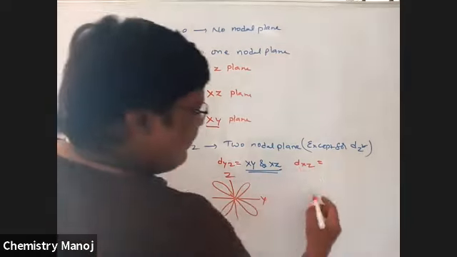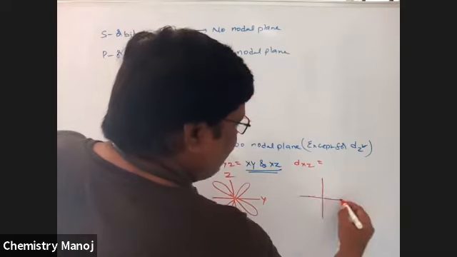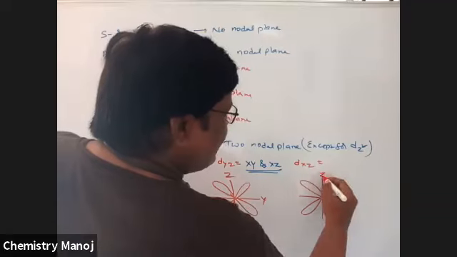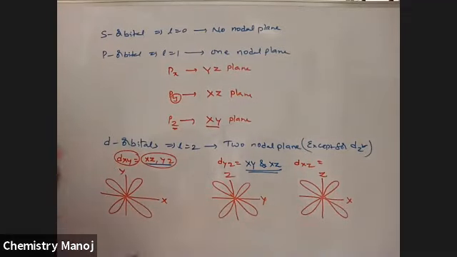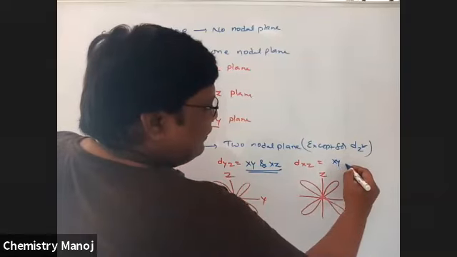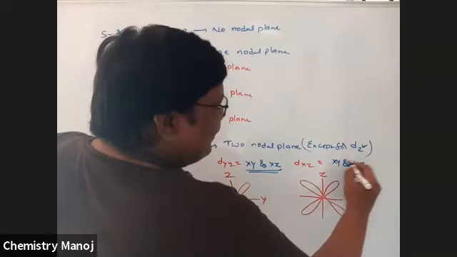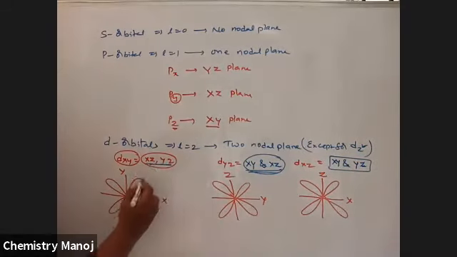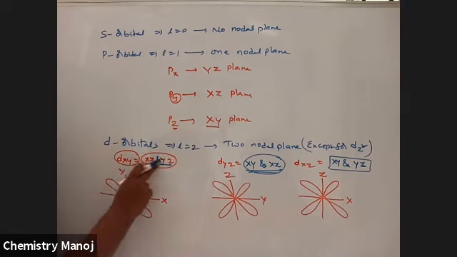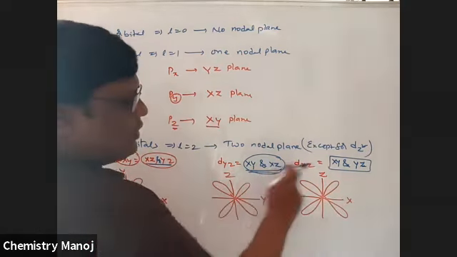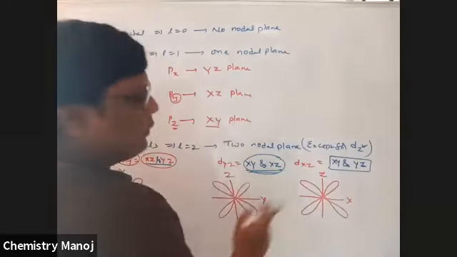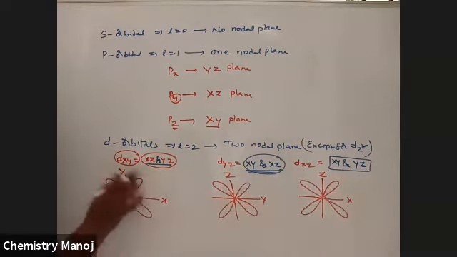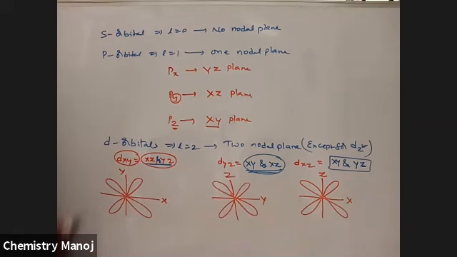Similarly, for dxz, here also the electron density is between the axes, the x-axis and the z-axis. Which one is not there? The y-axis side. That means the xy plane and yz plane are nodal planes. So two nodal planes are there. For dxy, xz and yz; for dyz, xy and xz; for dxz, xy and yz. These are the nodal planes for dxy, dyz, dxz. Their electron density is between the axes, at an angle of 45 degrees.